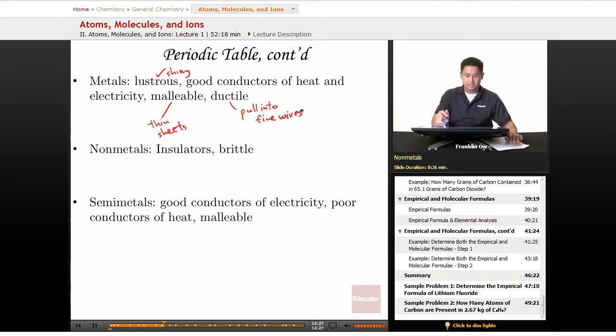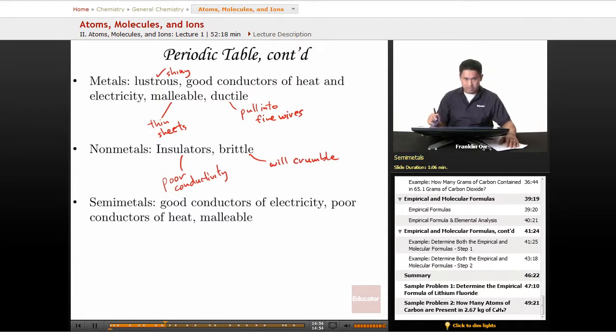Non-metals are going to be the opposite. They're going to be electrically and thermally insulative, which is what we mean by poor conductivity. In addition, they are brittle, which means that if we take a hammer and hit them, they are going to crumble, and instead are not too malleable. Okay, so they will crumble.